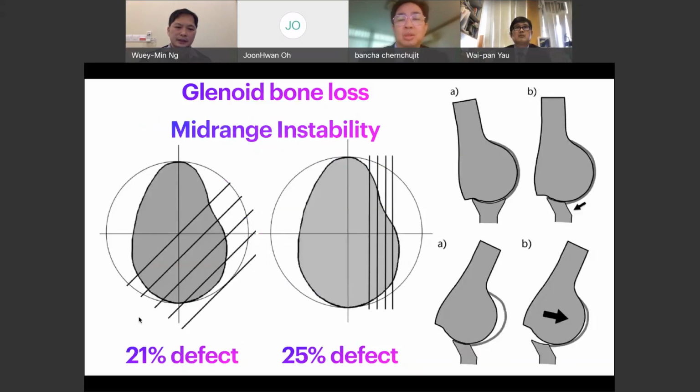The figure is, if they resect the glenoid using an oblique cut, so if there's a glenoid bone loss of about 21%, the shoulder is unstable if you do only a soft tissue repair. Well, if you resect the glenoid in a vertical line, so if there's 25% glenoid bone loss, this causes gross instability. So you need to think of a way to augment or repair the bone loss on top of the soft tissue repair.